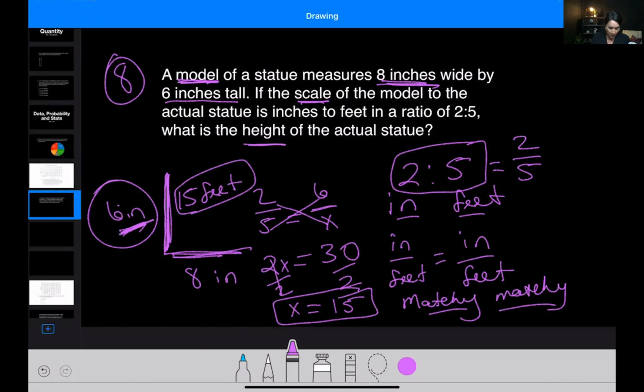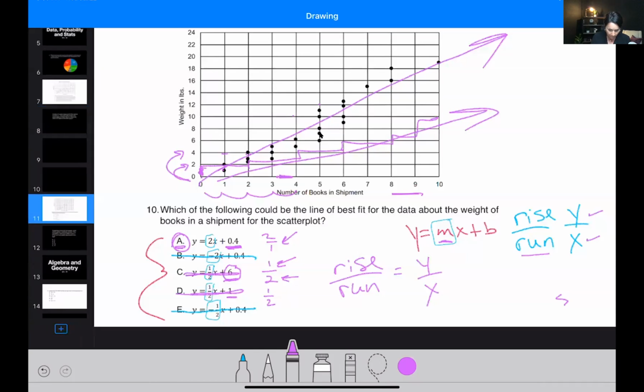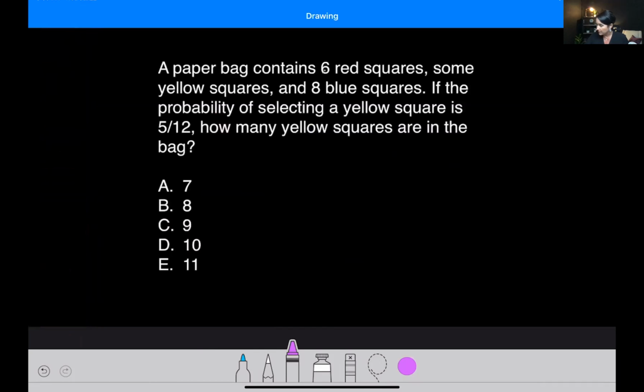Okay. All right. And I believe that brings me to probability. This one is also a proportion. Let me write down which number that was. Here we go. This is number 12 in your handout.